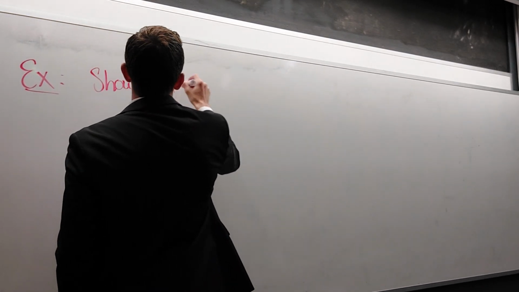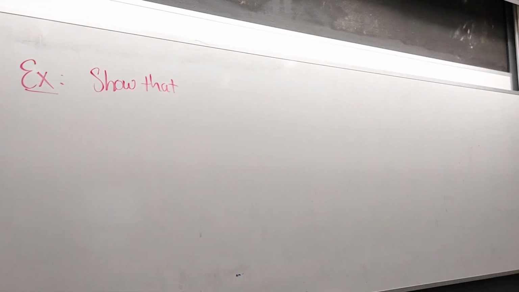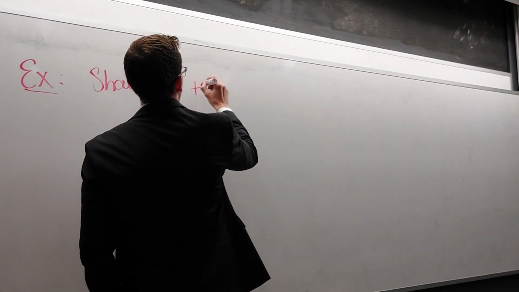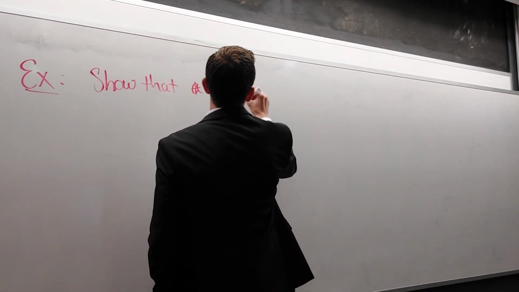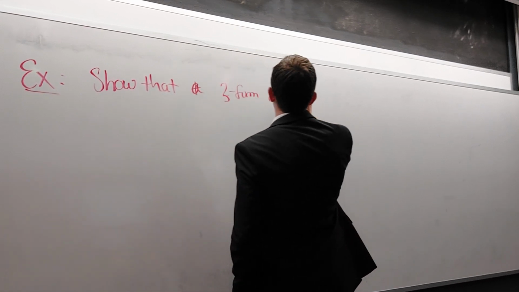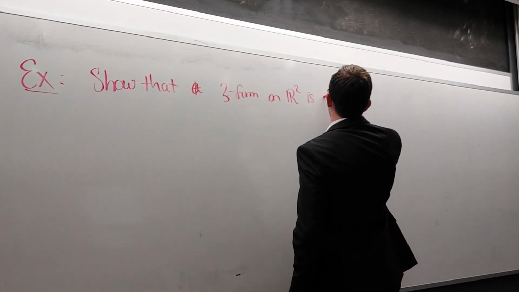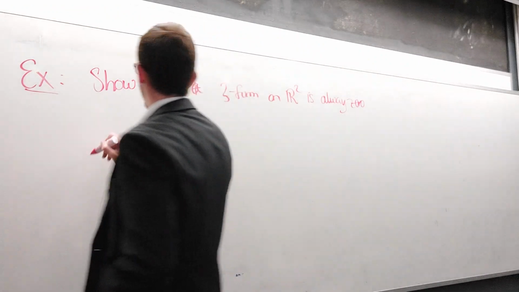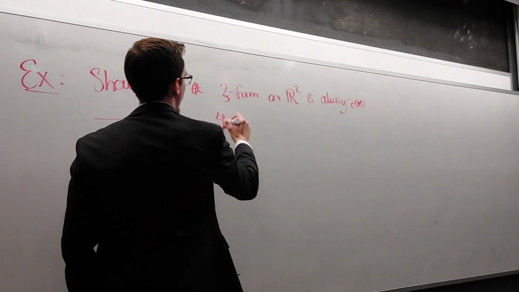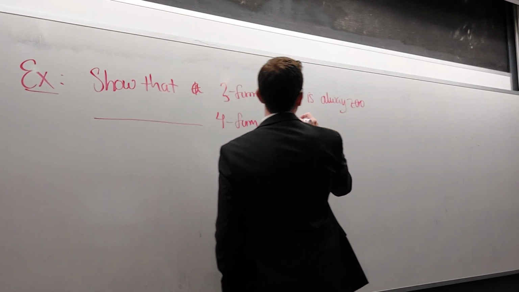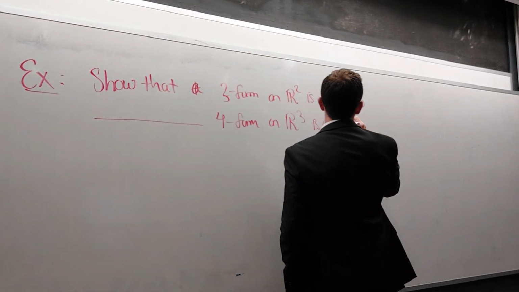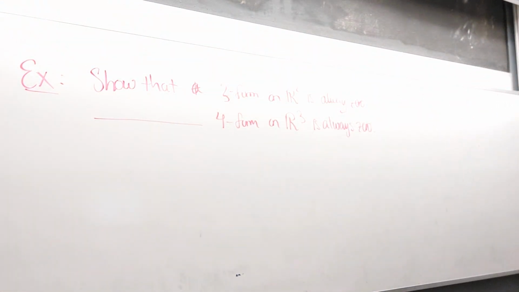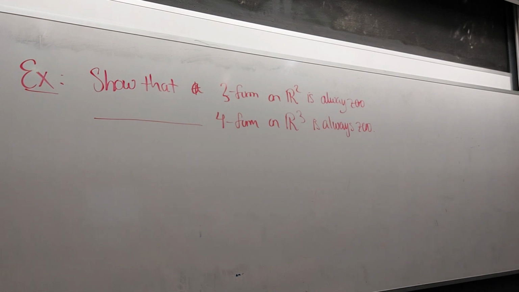Show that, and by show that, if you don't want to show it for an arbitrary thing, you can do it for a specific one. That's fine. Show that, let's say, a 3 form on R2 is always 0. And similarly, if you were to take a 4 form on R3, that's always 0 as well. So if you wedge beyond the dimension, the thing is entirely killed.